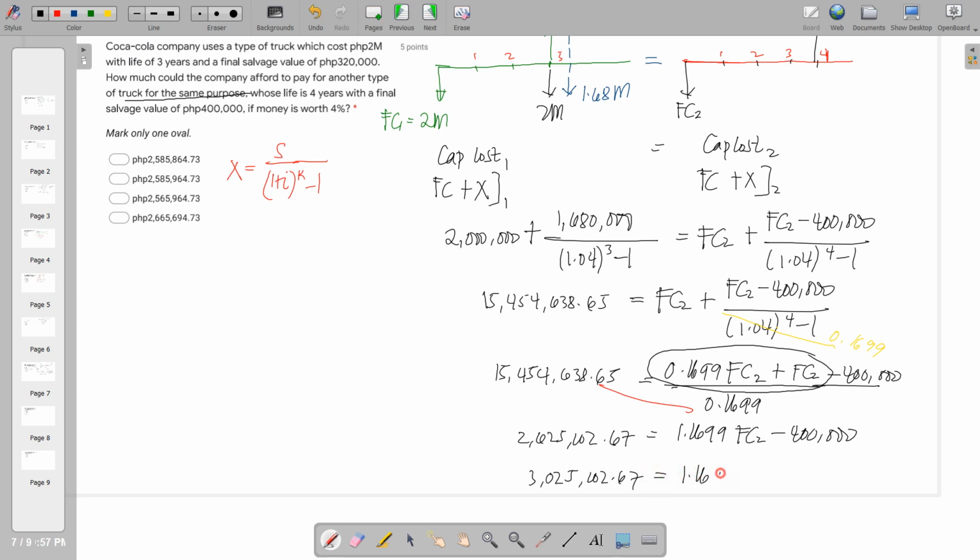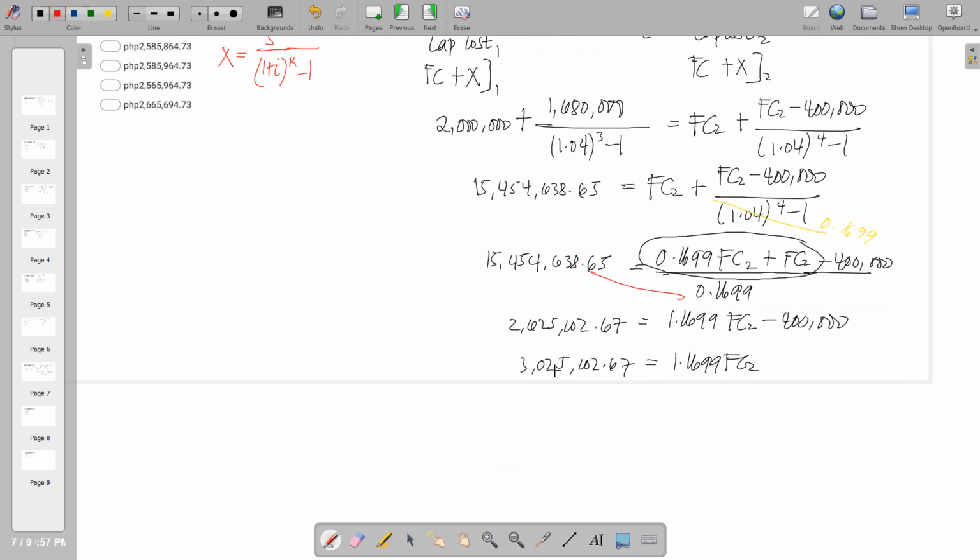So, 1.1699 FC2. So, ito. We divide both sides by 1.1699. Okay. Cancel yan. Then, we have FC2 will be equal to 2,585,778.84. So, 2,585,000. This one.